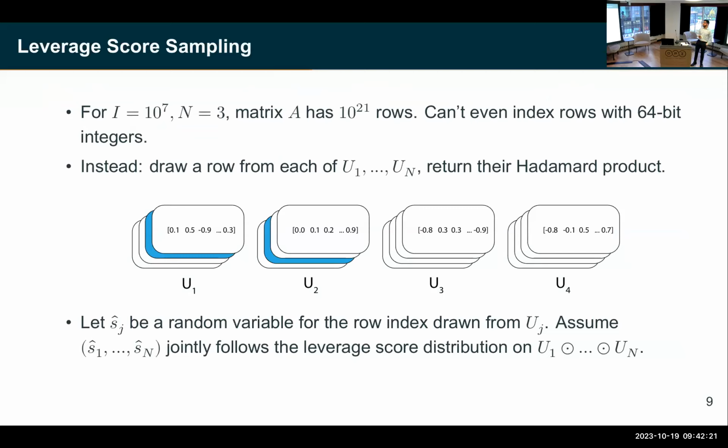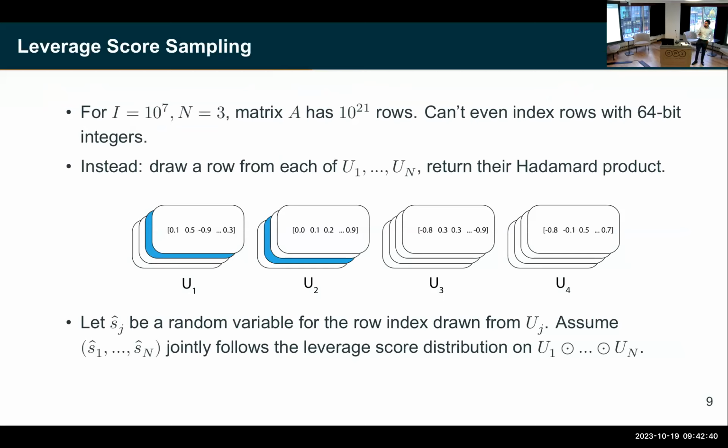The problem is that these leverage scores are very expensive to compute. So let's take a typical problem example. Let's say that I is something like 10 million. So I have these very large side lengths for my tensor. And even as low as N equals 3, my matrix A is going to have 10 to the 21 rows. So you absolutely cannot sit there and compute all these leverage scores and then draw from the distribution.